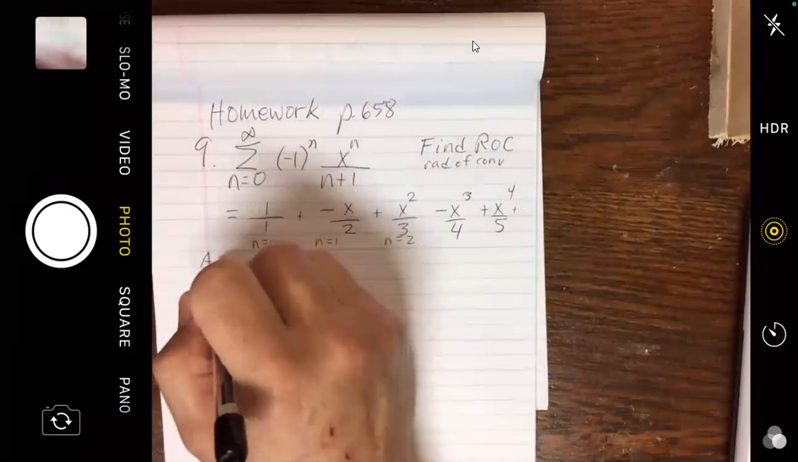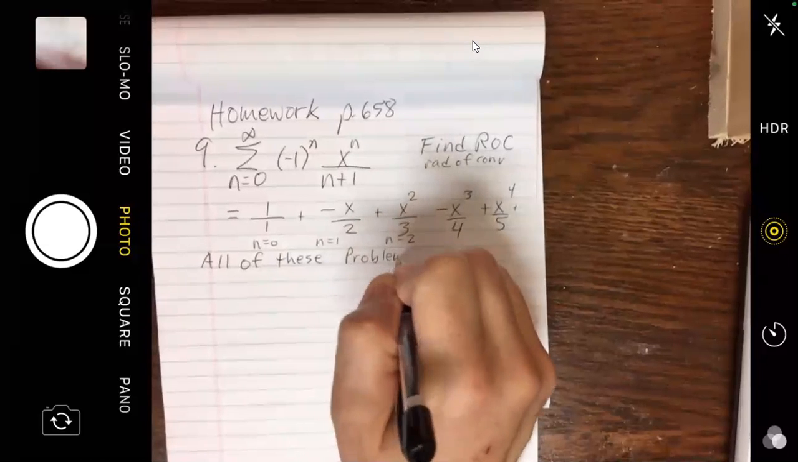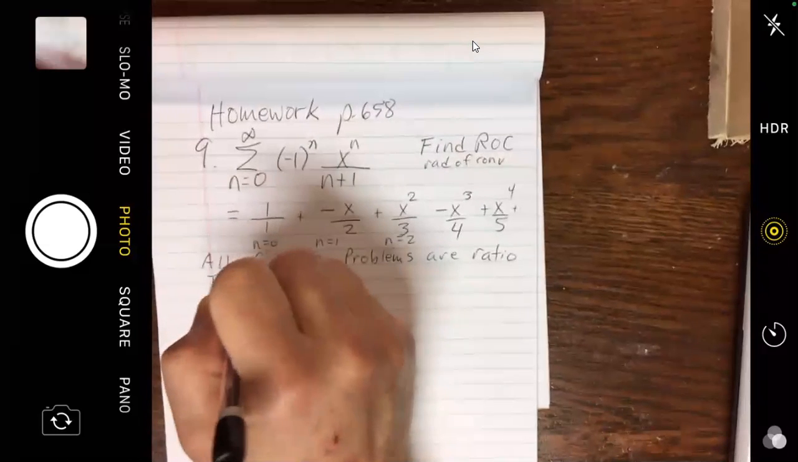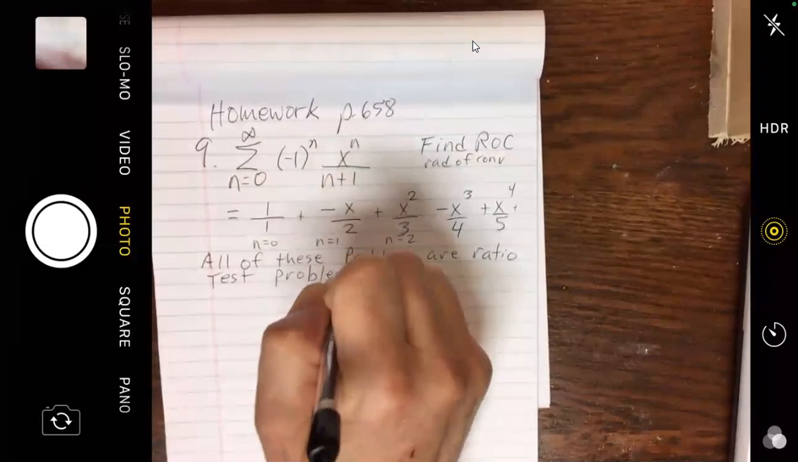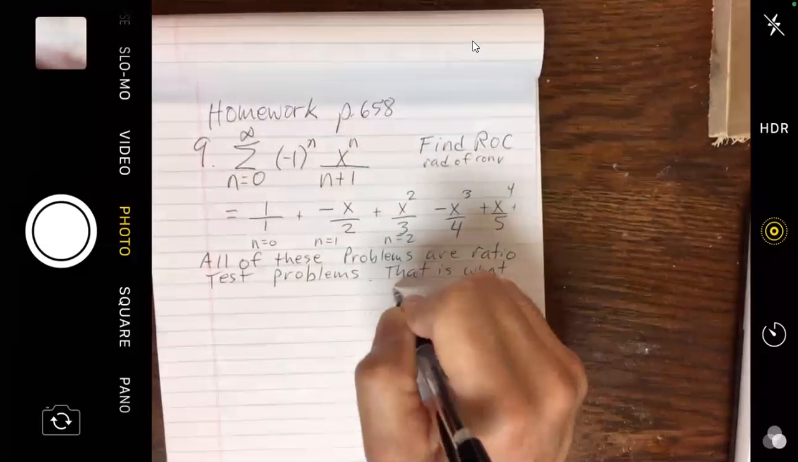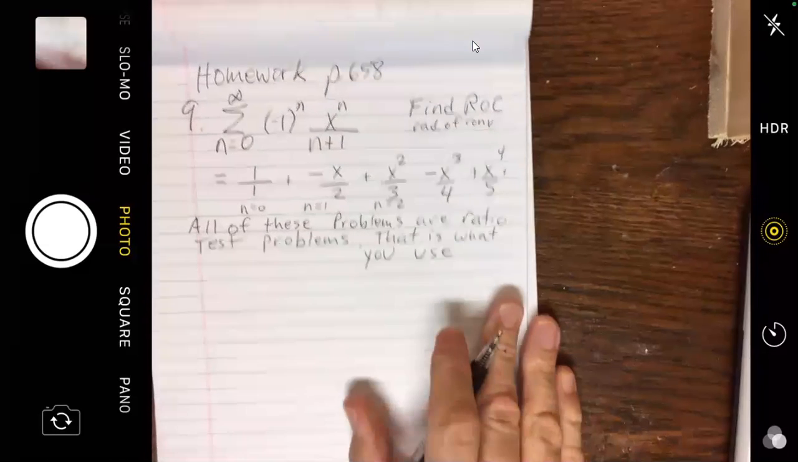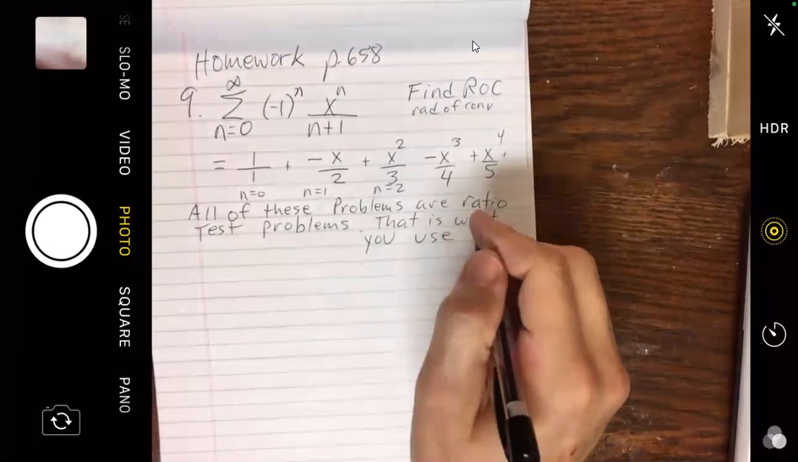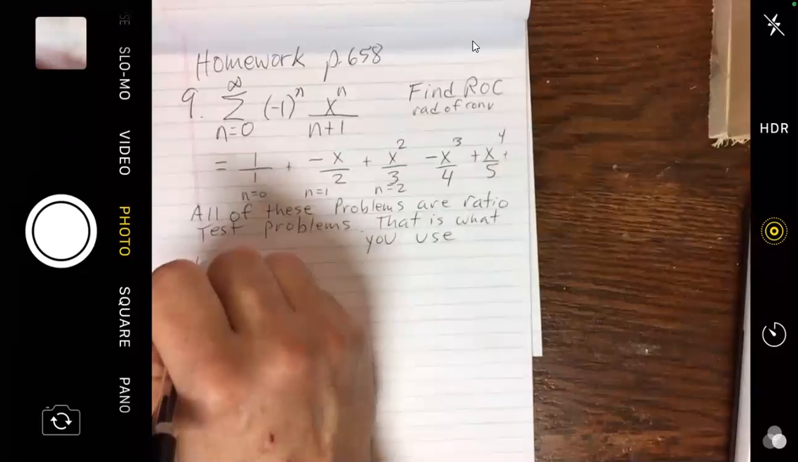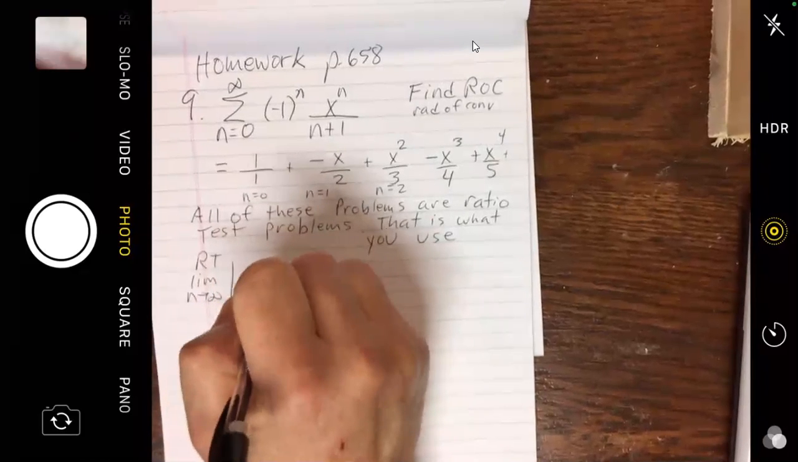All of these problems are ratio test problems. That's what you use. Y'all remember your ratio test. That's why they showed it to you, section 9.6. The ratio test was to take the limit as n goes to infinity of the absolute value of a sub n plus 1 over a sub n.